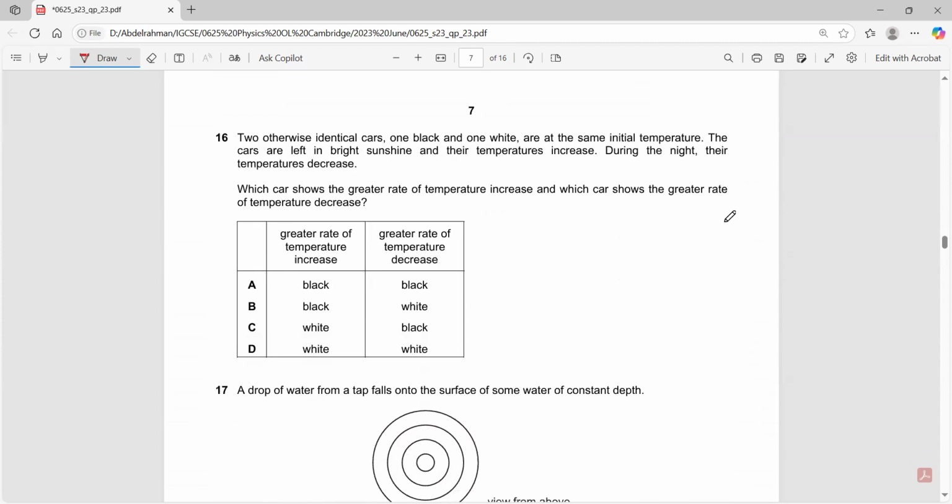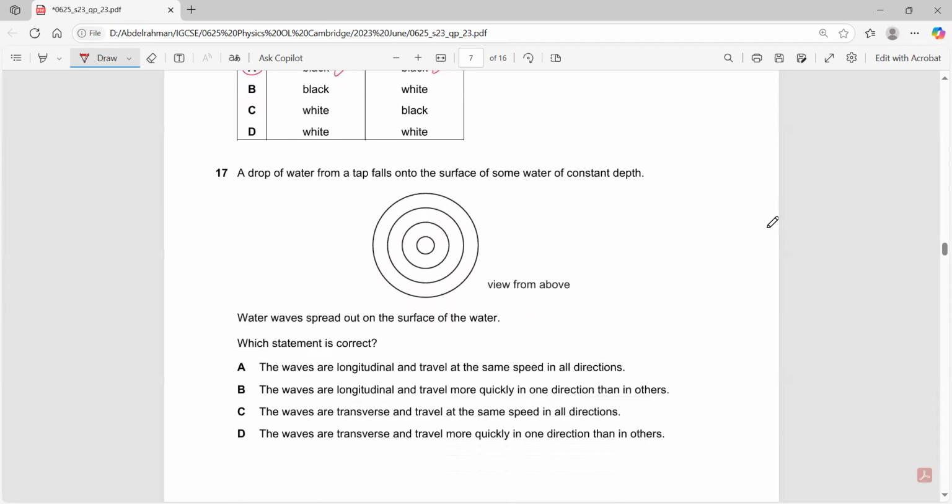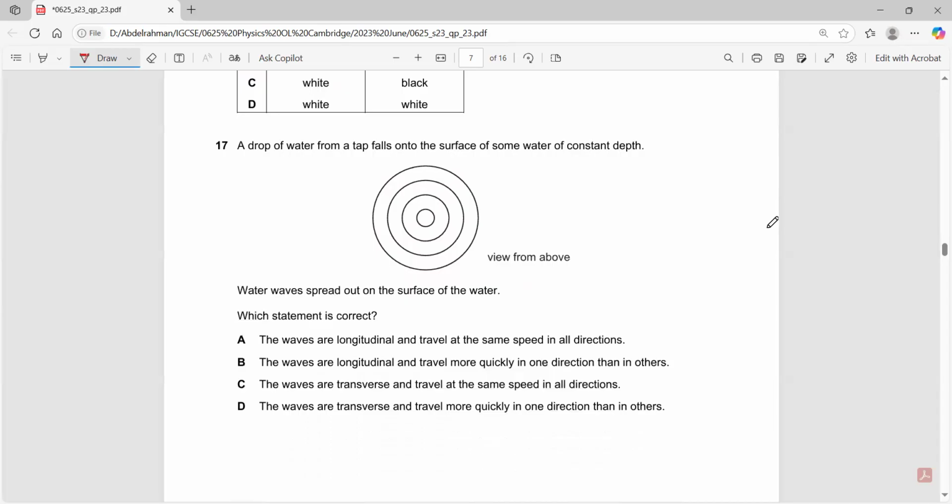Two otherwise identical cars, one black and one white, are at the same initial temperature. They are left in the bright sunshine, then during the night their temperature decreases. Which car shows the greater rate of temperature increase and which one shows the greater rate of temperature decrease? Definitely the black one shows the greater increase and the black one shows the greater decrease. Why? Because black is the best absorber of infrared radiation and at the same time the best emitter of infrared radiation.